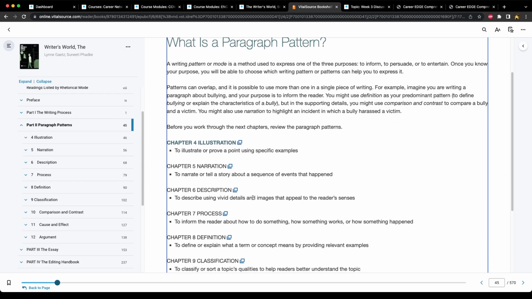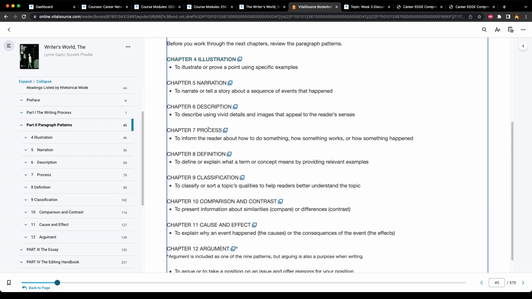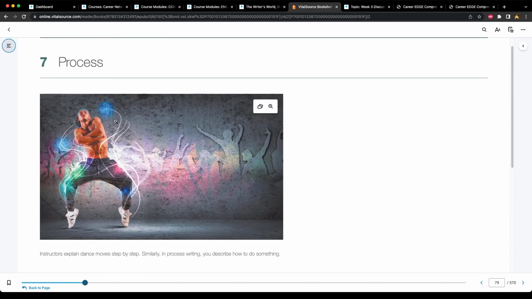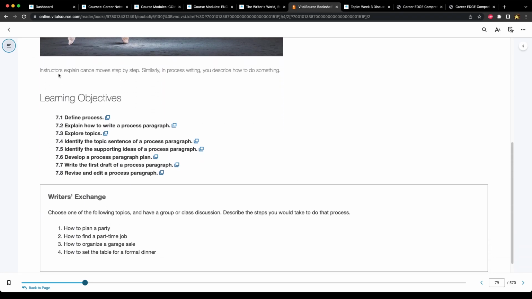So here again on page 45, like I was saying before, you can see each of these and it gives you a small snippet on what they mean. So here, for example, the process is to inform the reader about how to do something, how something works, or how something happened. If you still want more information, you can click here, page 79, and here it says, instructors explain dance moves step by step. Similarly, in process writing, you describe how to do something.